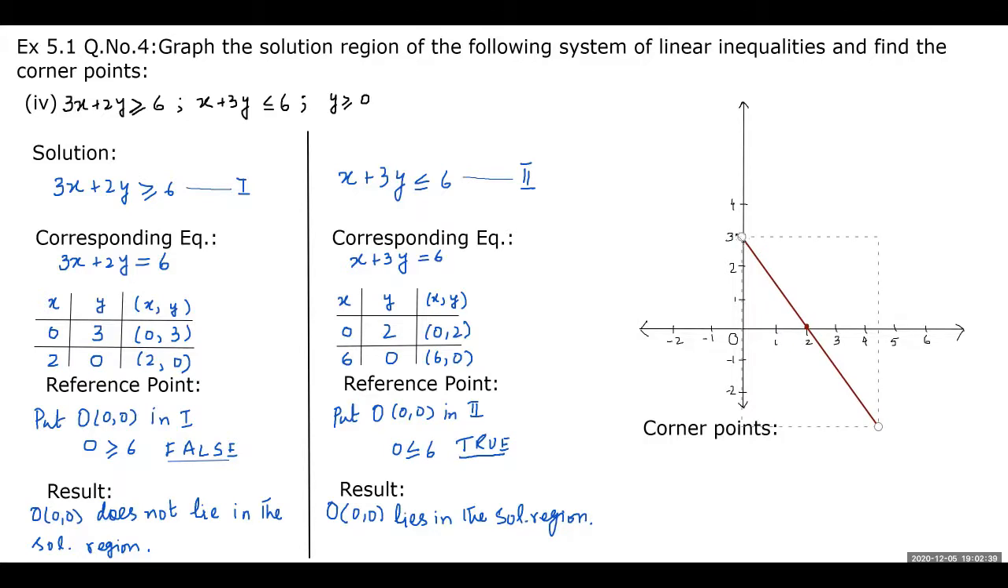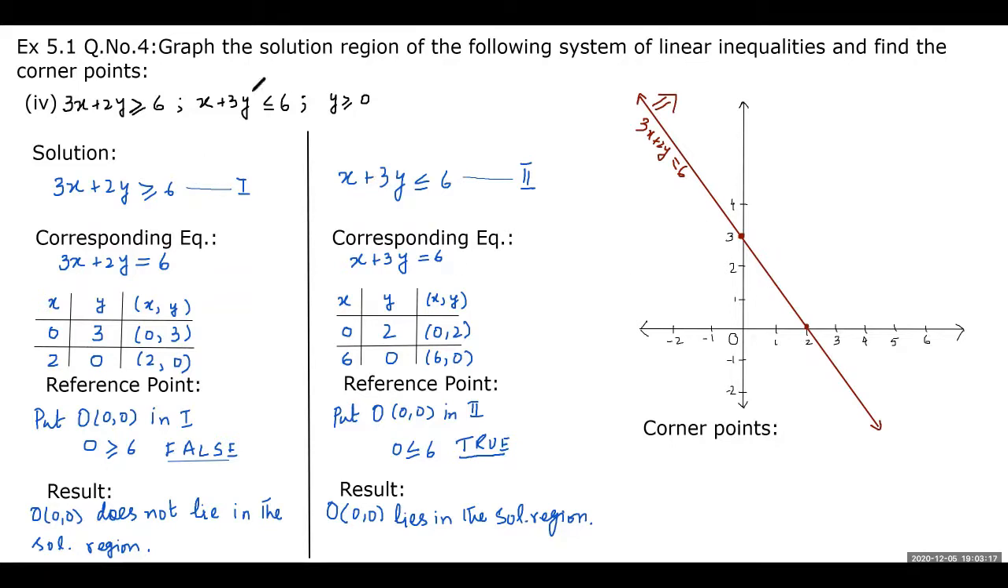Let me extend it to this side. And here it is. Then I'm going to put arrowheads on it, and write the equation of the line with it: 3x + 2y = 6. Now I'm going to mention its shaded region, its solution region. Origin does not lie in the solution region. Origin lies on this side of the line, so the solution region lies on the other side of the line, because origin does not lie in the solution region of this inequality.